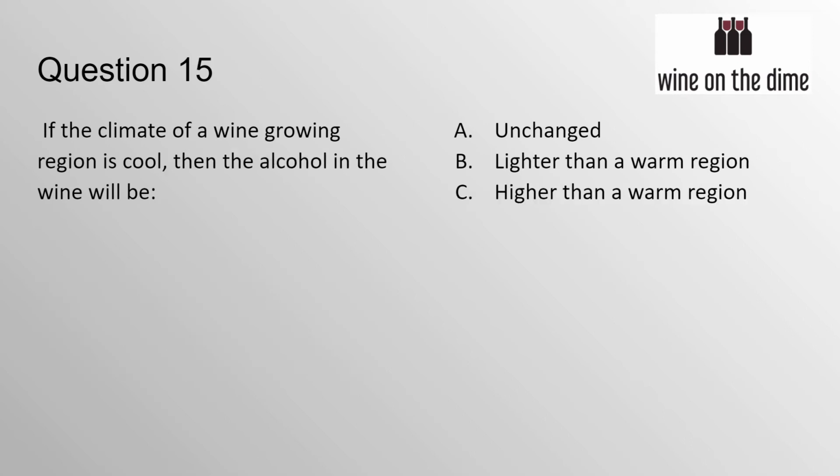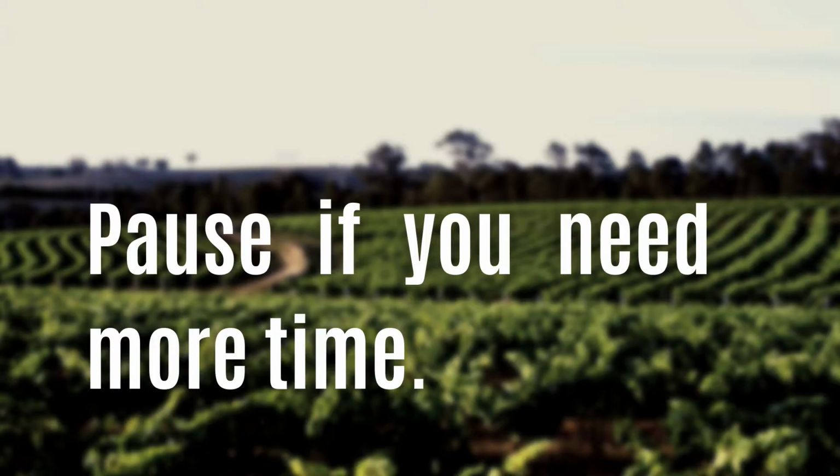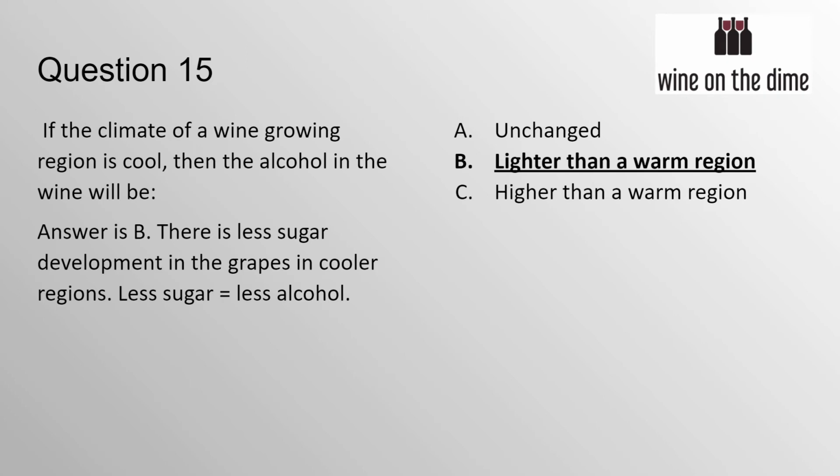Question 15. If the climate of a wine-growing region is cool, then the alcohol in the wine will be A, unchanged, B, lighter than a warm region, C, higher than a warm region. The answer is B. There's less sugar development in the grapes in cooler regions. Less sugar equals less alcohol.